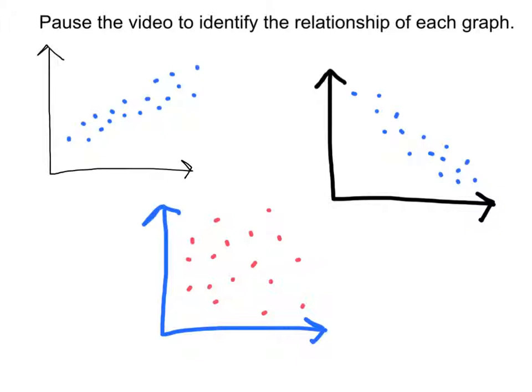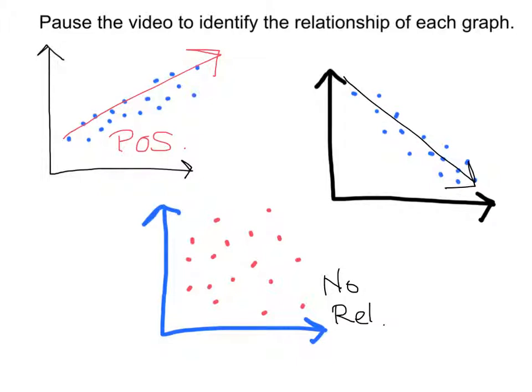So let's take a look at the first graph here in the top left-hand corner. We can see that it looks like the line is going in an upward direction, up toward the right. So we would say that this one is positive. The one down in the middle is scattered all over, so this one would have no relationship. And then the one here to the top right is going in that downward motion, and so we would say that this is a negative relationship.